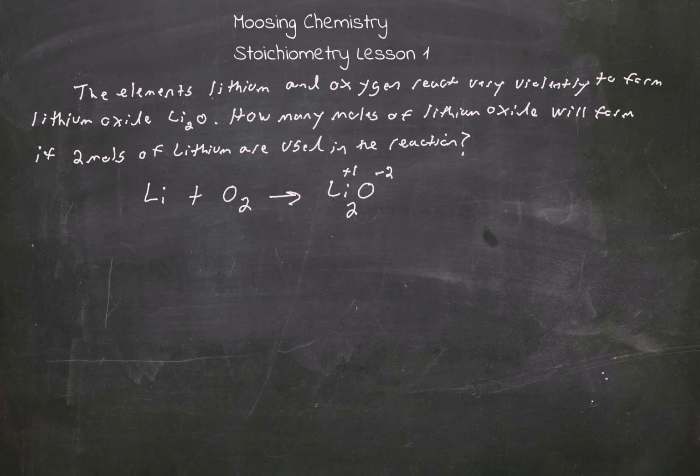That's the correct way. Now I'm going to put a 2 in front of the lithium oxide because I only have 1 oxygen on the left and on the right I have 2. So I need at least 2 oxygens. When I do that, I'm going to need to put a 4 right here to balance out my lithium.